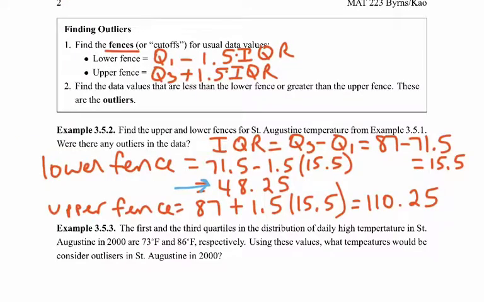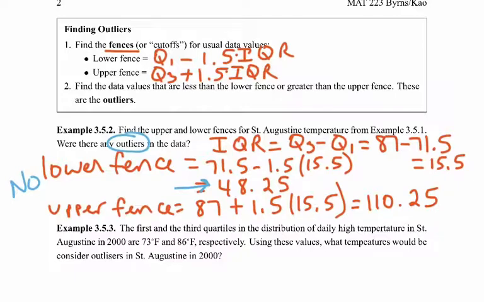So let's go back to the question. The question says, were there any outliers? And the answer for the lower fence is no. There were no outliers because the lowest temperature was 67. For this data to be an outlier, the temperature would have to be below that 48.25 lower fence number, and there weren't any.